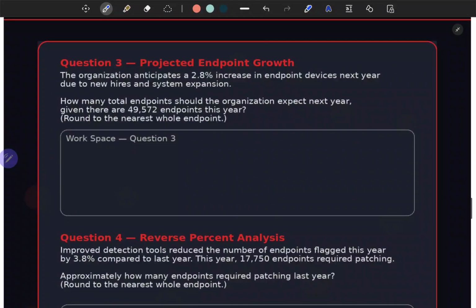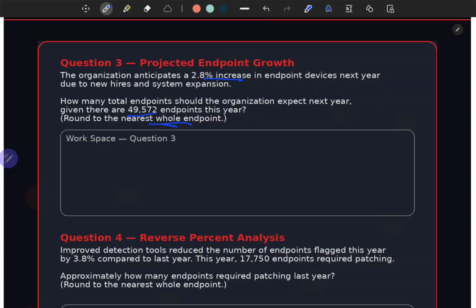Now for question 3, we're dealing with projected endpoint growth. The organization anticipates a 2.8% increase in endpoint devices next year due to new hires and system expansion. How many total endpoints should the organization expect next year, given there are 49,572 endpoints this year? Remember, they want you to round this one to the nearest endpoint.